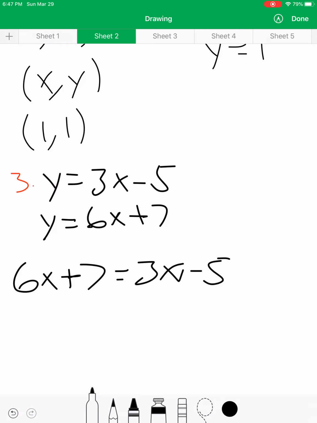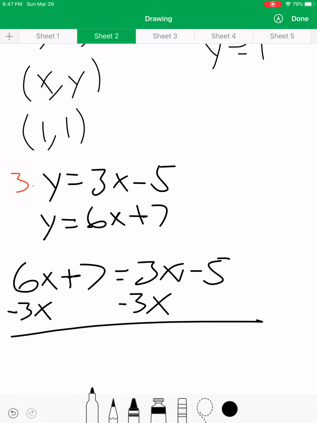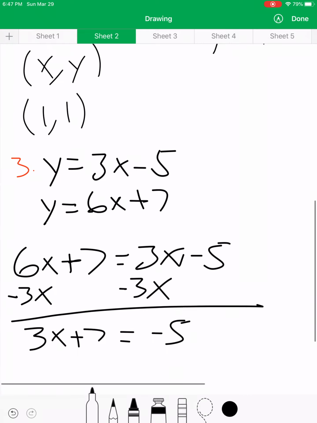Once more, I like to keep my variable positive, so to do that, I'm going to move the 3x. This is a positive 3x. The opposite of a positive 3x is going to be subtract 3x. Subtract 3x. 6x minus 3x gives me 3x plus 7 equals negative 5.